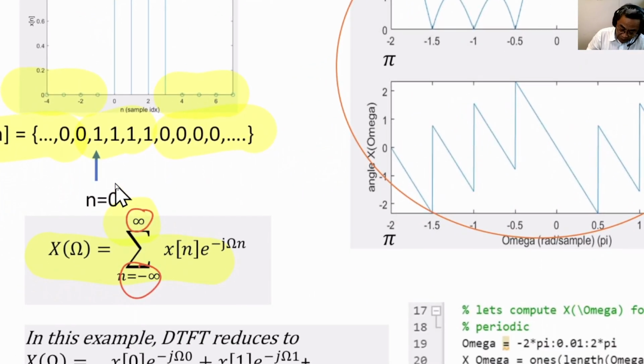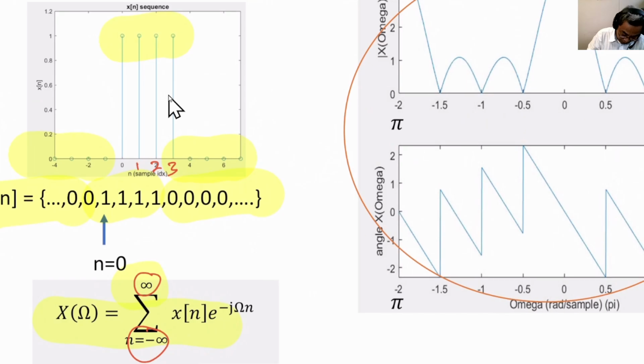Alright, so what we really do is that instead of summing from minus infinity to infinity, we're actually summing only from 0 to 3 over here. 0, 1, 2, 3. These are non-zeros, and they have a value of 1. And then we can substitute e to the minus j omega n, and of course n will go from 0 to 3 only.